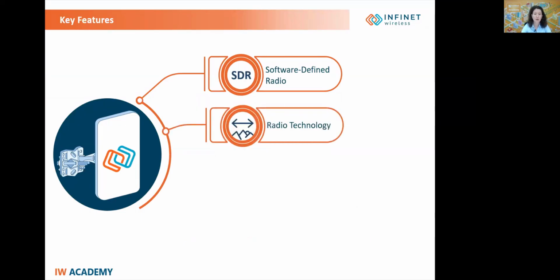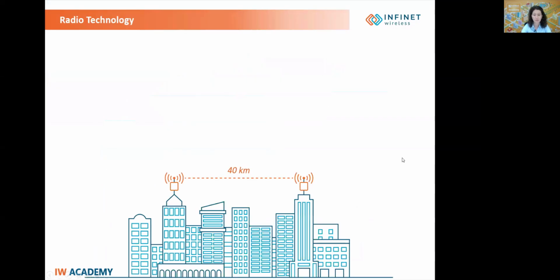Next, let's review the radio technologies of the Quanta 5 product. So Quanta 5 is a wireless point-to-point solution in the 5 gigahertz spectrum. The product offers a unique combination of high performance, affordability, and easy installation, targeting a vast range of applications. The transmit power goes up to 27 dBm.